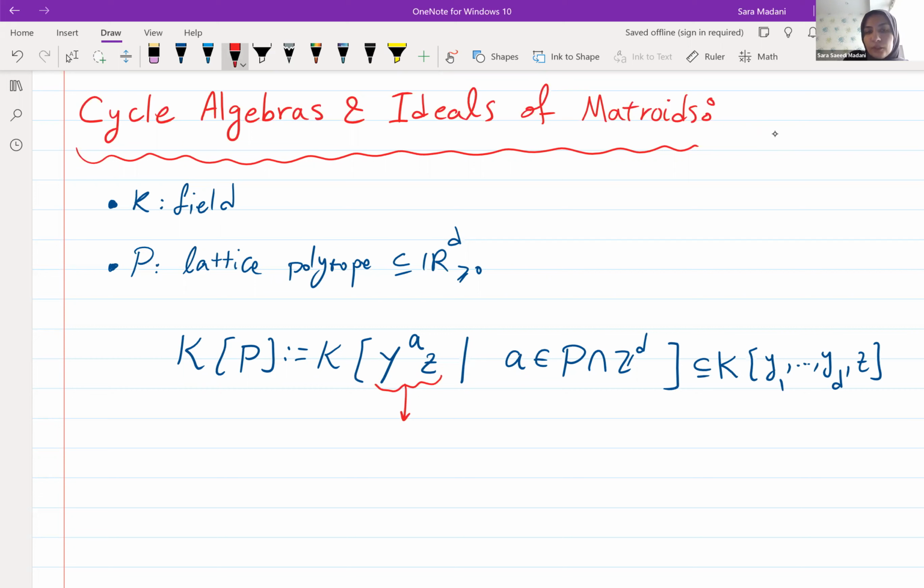I mean a monomial. Very likely you know that we can write monomials in this short way, but more precisely this is just y_1^a_1, y_2^a_2, and so on, y_d^a_d, and z. And this a is, as you see, in Z^d, so it is a_1 to a_d. So we write this short form to denote our monomials of this type. And this exponent vector comes from the lattice points of the polytope. So always we can define such an algebra, which is indeed a toric algebra.